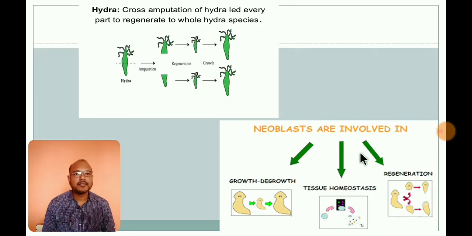On the other hand, neoblasts are involved in growth and degrowth. In planarians we see tissue homeostasis along with regeneration. The planarian has a huge capacity for regeneration. In the diagrammatic presentation, you will get an easier idea of how they regenerate.